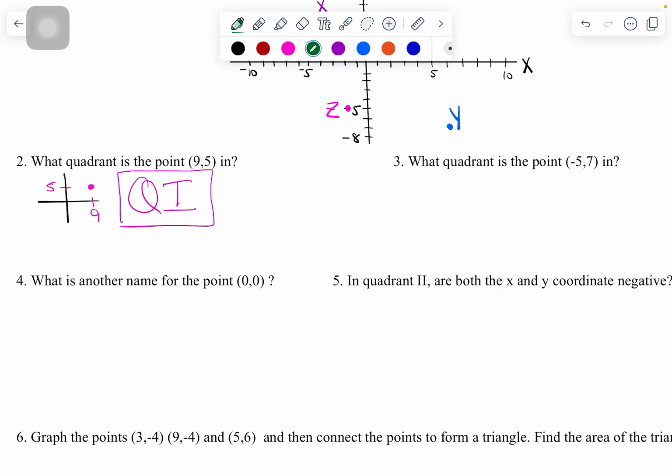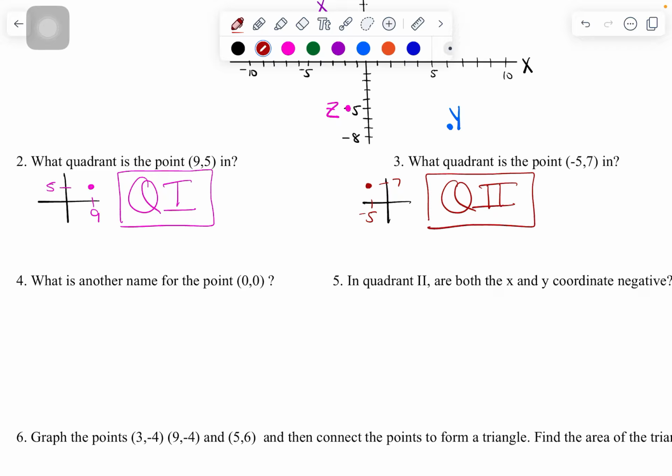Let's see. What quadrant is the point negative 5, 7 in? All right, well, let's see. Negative 5 on the x-axis would be to the left. Positive 7's up here somewhere. So we got a point right there. That is our lovely Q2.